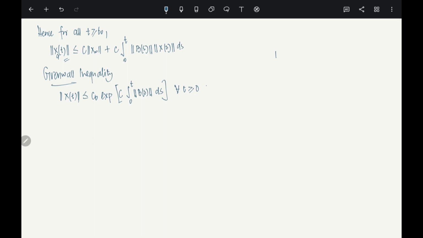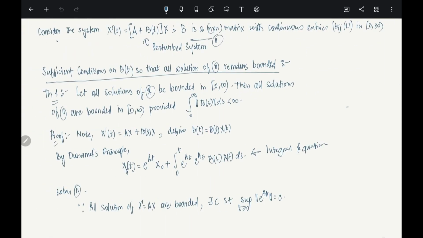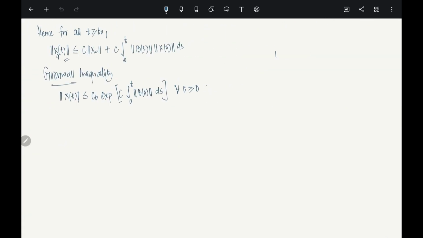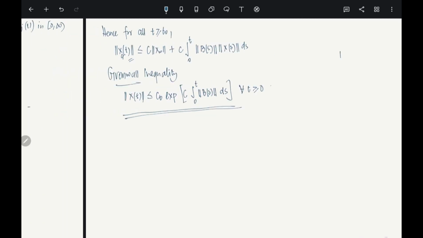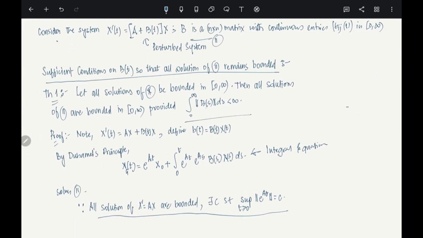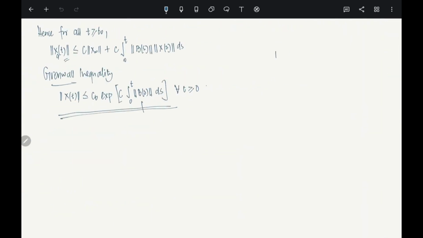Okay, now we are done, right? See, we assume that all solutions of x prime equals ax are bounded. Once this is happening, this also says that x of t is bounded, right? See, b of t, whatever the assumption is, the integral from 0 to infinity of the norm of b of s ds is finite. So this part is finite. This is just a constant. So exponential of some finite constant term, right? So the norm of x of t is always bounded, and this is for any solution.